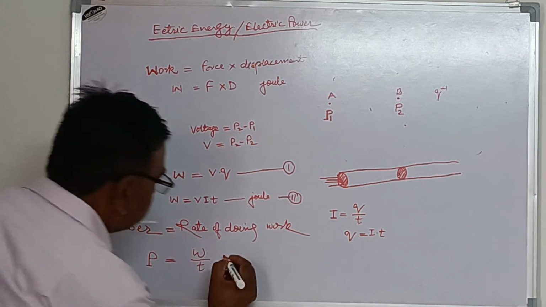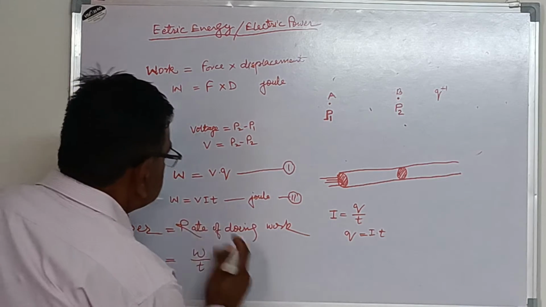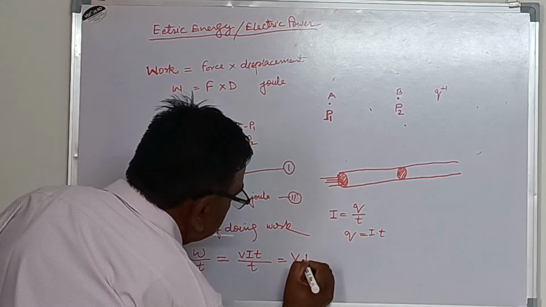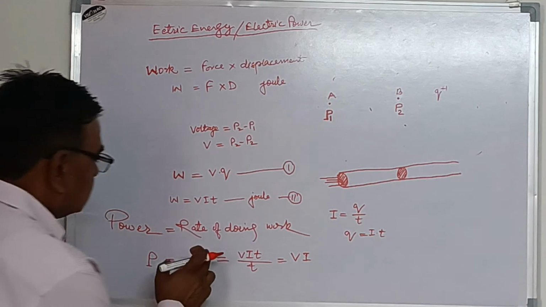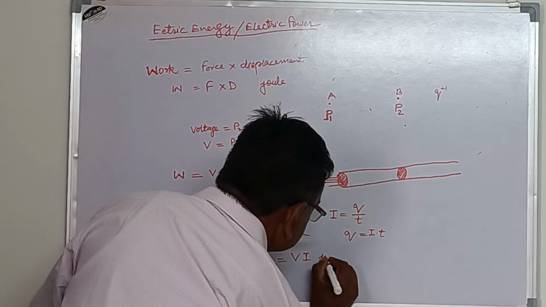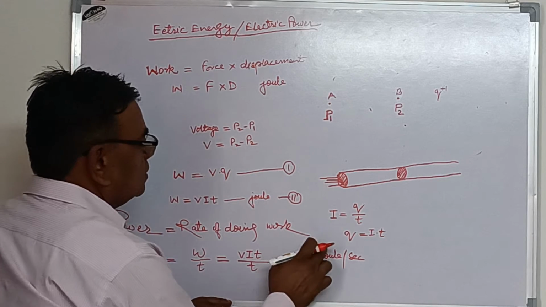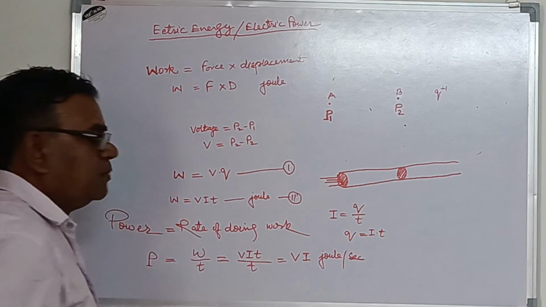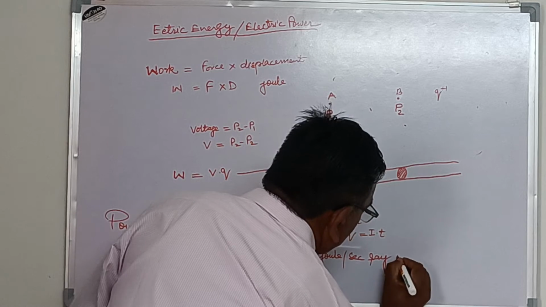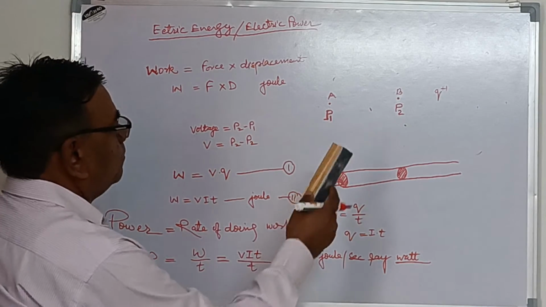Power P is equal to W by T. You put the value of W from equation 1. You will get VIT divided by T is equal to VI. Here W is in joule, time in second, so the unit is joule per second. This unit is taken as the unit of mechanical work. Now in electricity we say watt, W-A-T-T, watt.